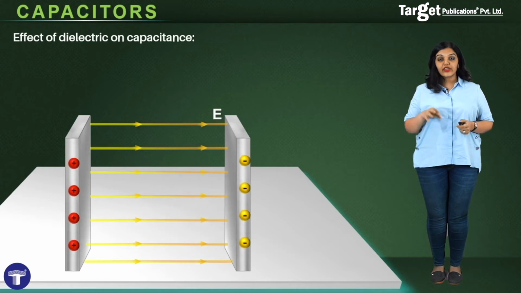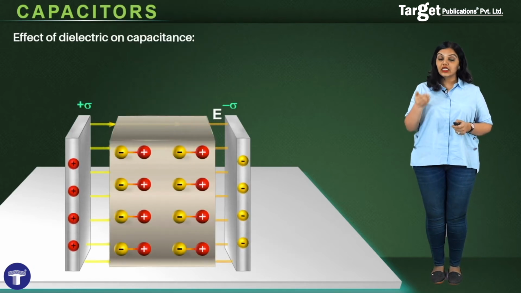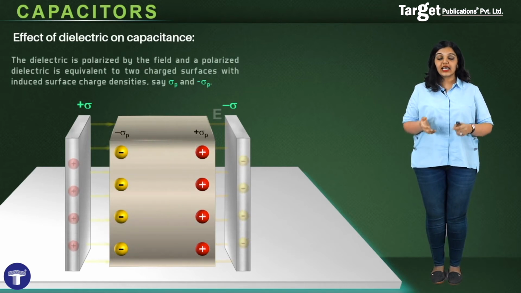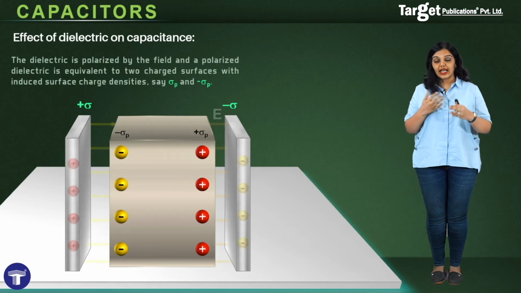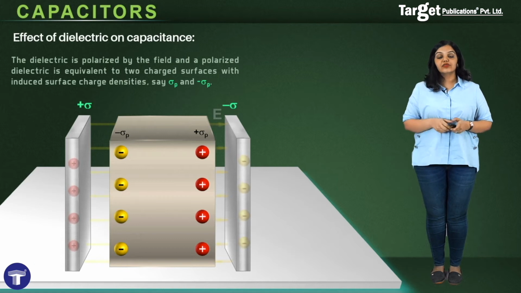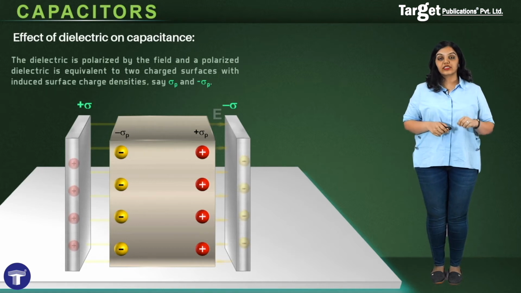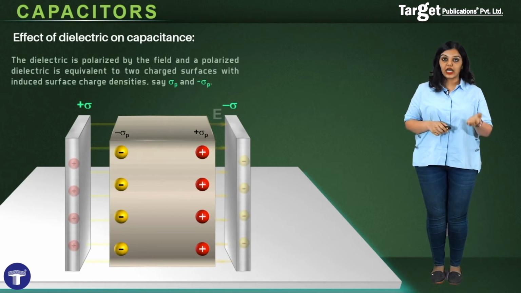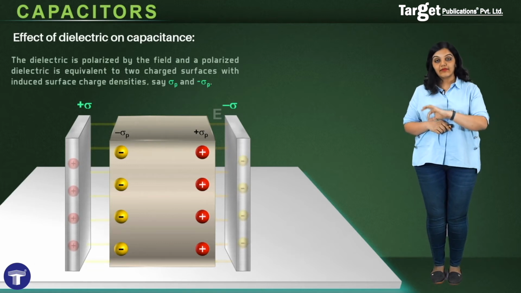I already know that if I place a dielectric in between, as we learned in the beginning of this video, this dielectric will be polarized. And when this dielectric is polarized, I can assume it to be exactly equal to two surfaces of charge density sigma p and minus sigma p. So here I'm going to see something really important. I know that the plates of the capacitor have some charge density, that is plus sigma and minus sigma.